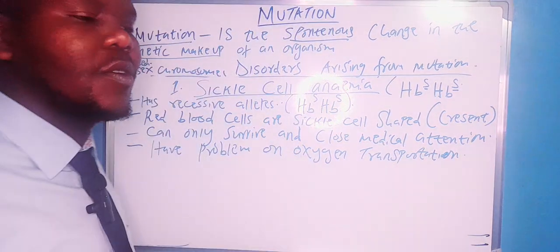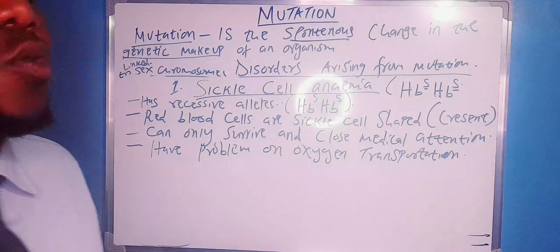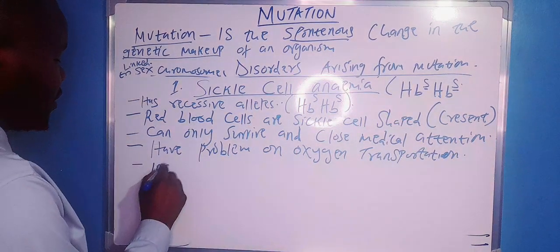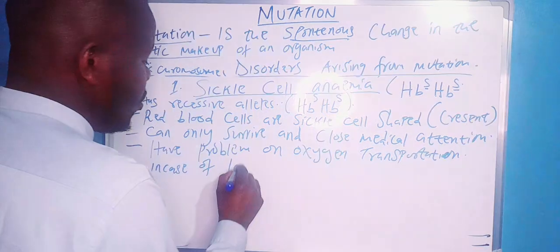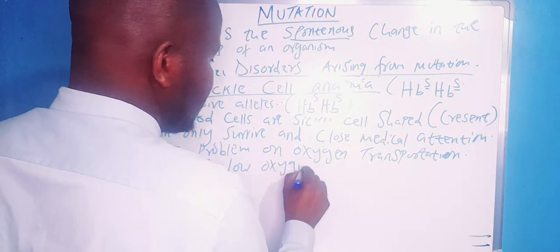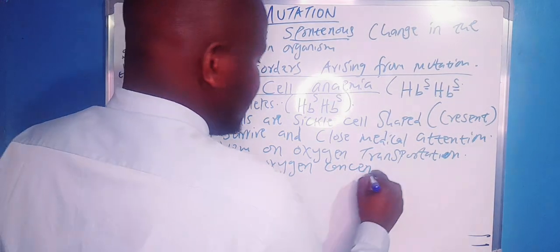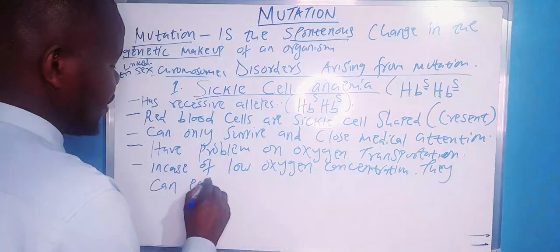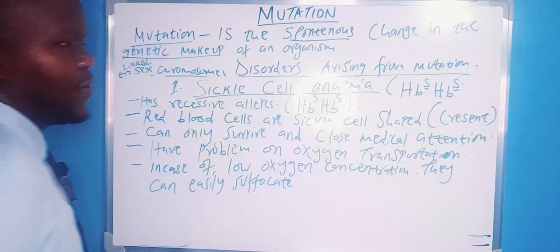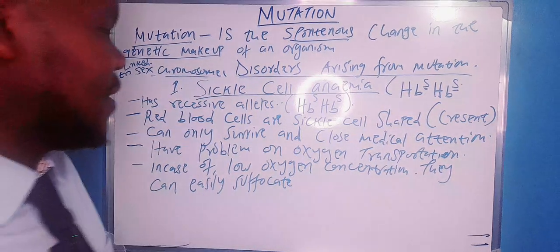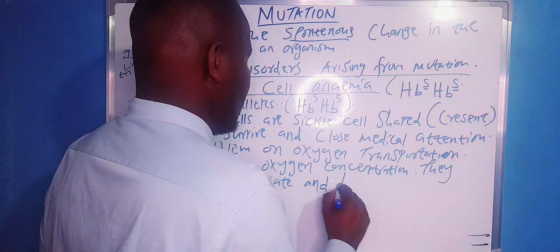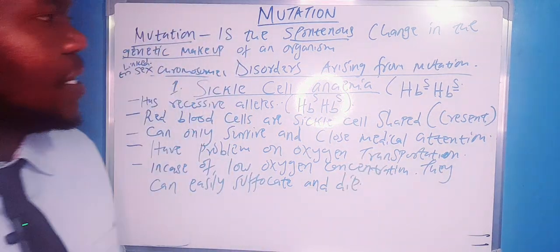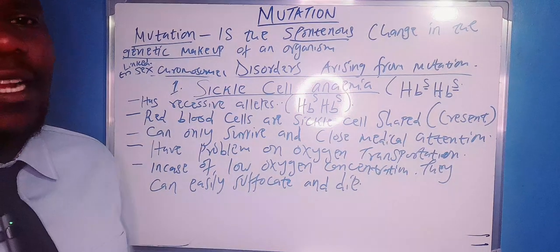And in case this person goes to a place where we have low oxygen concentration, what can they do? They can easily suffocate, and even die. That is the sickle cell anemia.